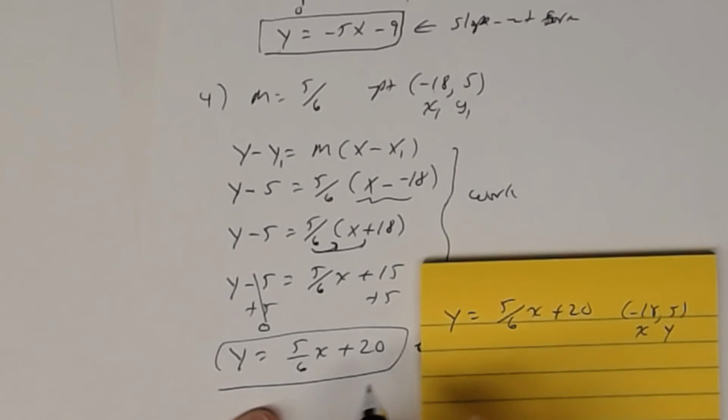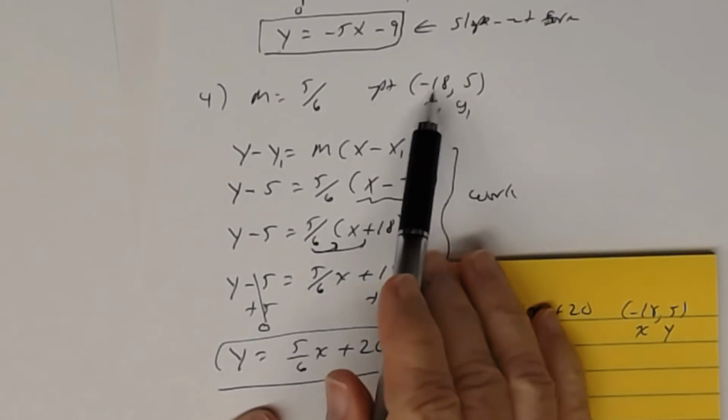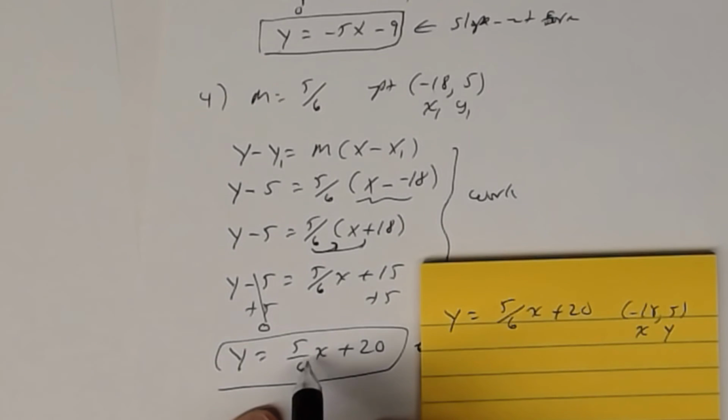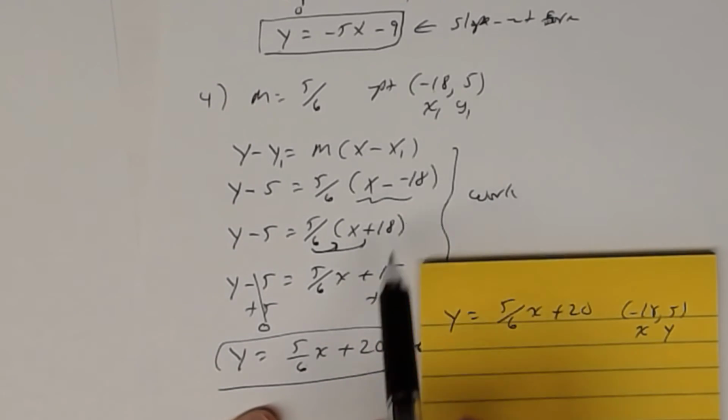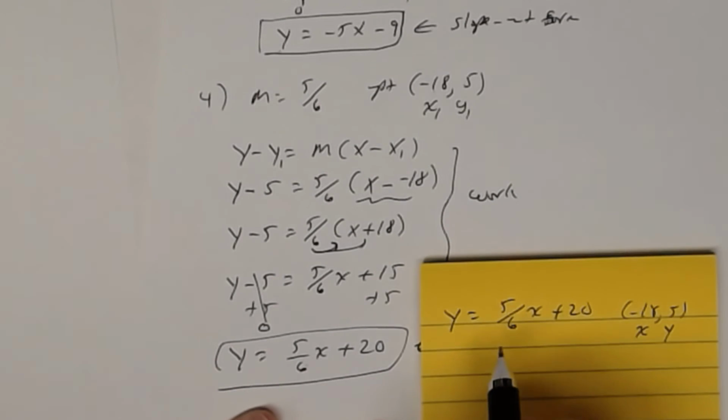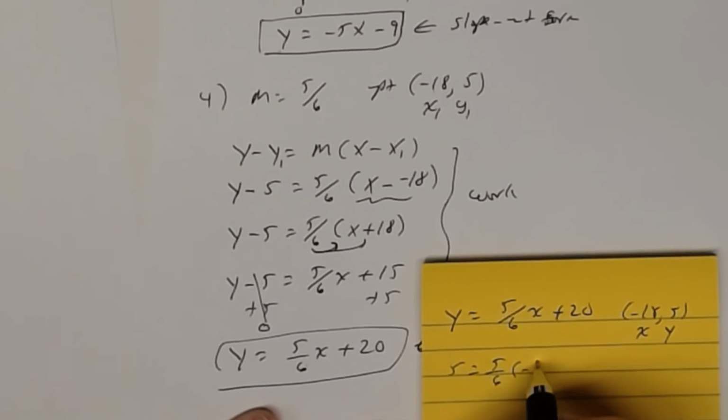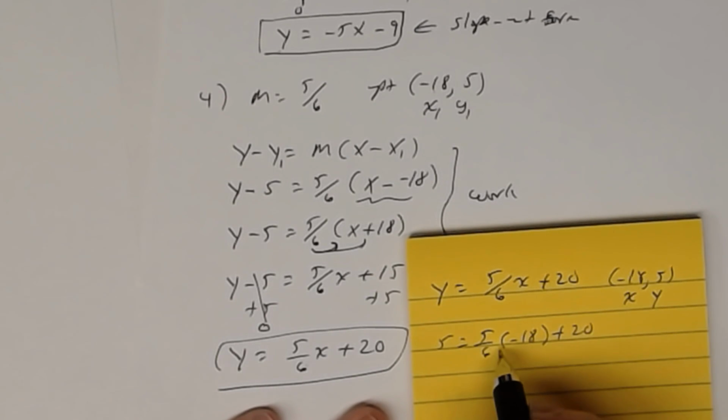Remember, I found the equation of that line that contains this point and this slope. So the slope is correct, 5/6. I just got to verify that this point is actually on this line. So if you have time, it's a good idea to check this. So y is 5 equal 5/6 times x, which is negative 18, plus 20. We have to multiply before we add.